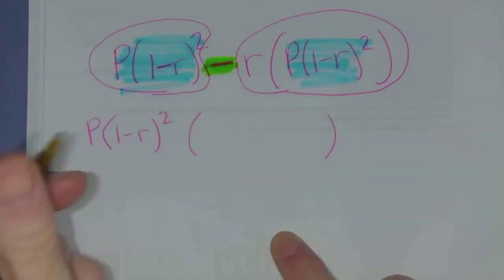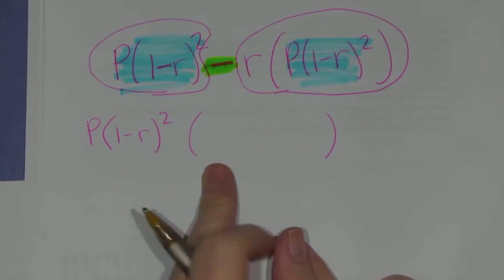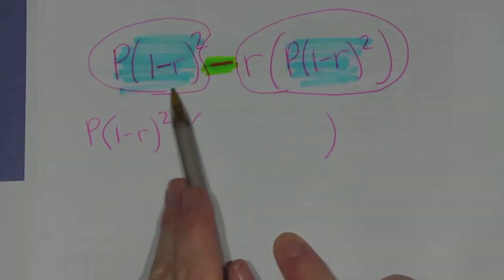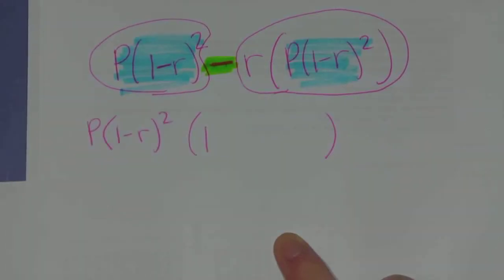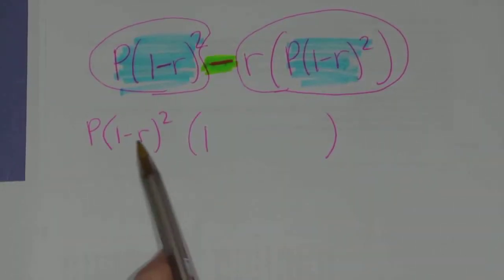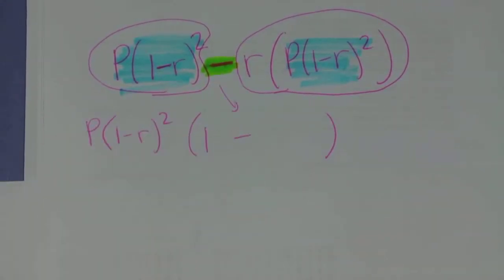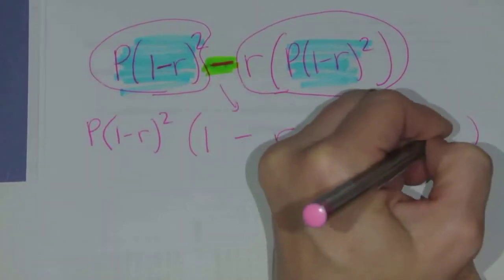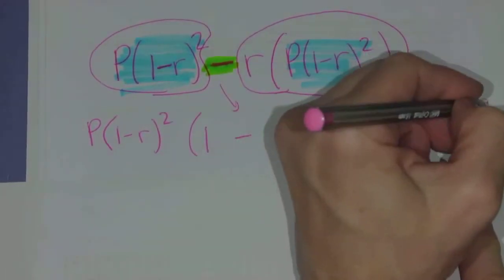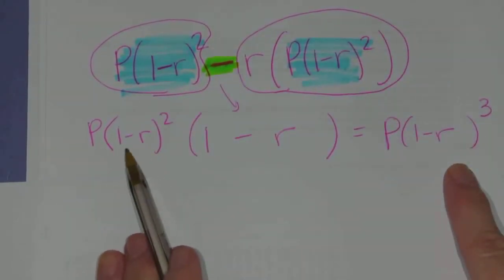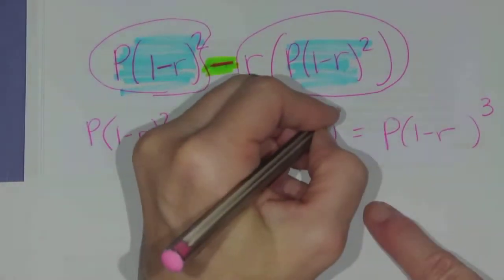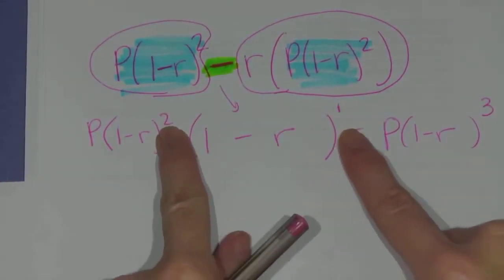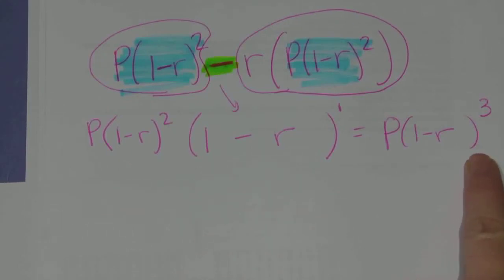Then I situate my second quantity with the leftovers. So from this term, I have nothing left, so I just say 1. Again, because if I take my outside here times 1, I'm right back to this. Bring down the minus, and here I'm just left with the R. And so my final answer will be P times 1 minus R to the third. 1 minus R to the second times 1 minus R essentially to the first. We add those exponents, and now we have 3 1 minus R's.